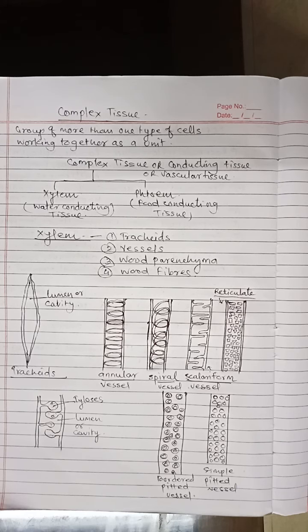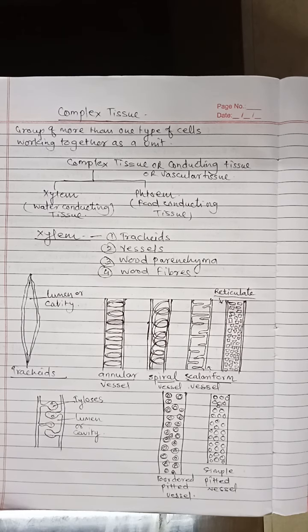Then the types of primary xylem. The central cavity of the primary xylem tube is called lumen or cavity. Depending on the size of lumen, xylem is of two types, protoxylem and metaxylem. The xylem element having the narrow or small cavity or lumen is called protoxylem, and the xylem element having the larger central cavity or lumen is called metaxylem.